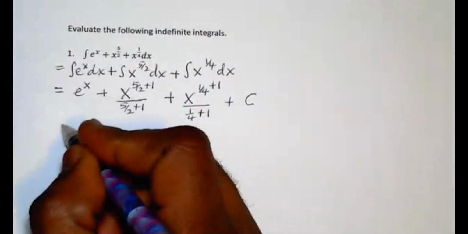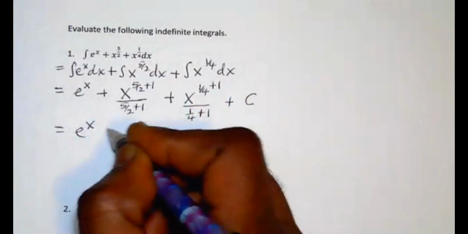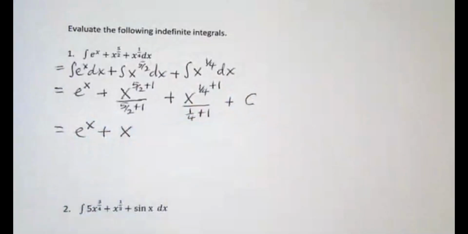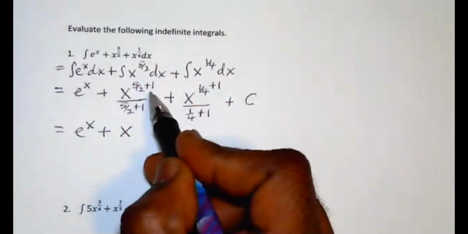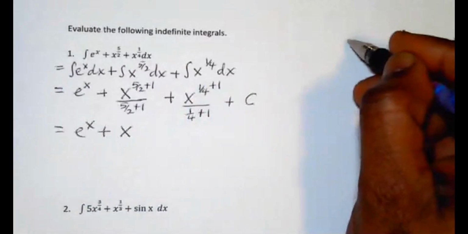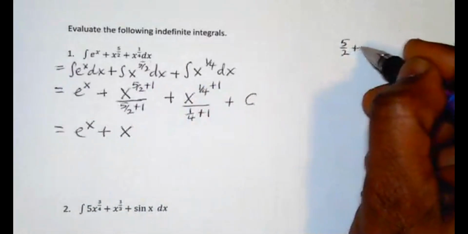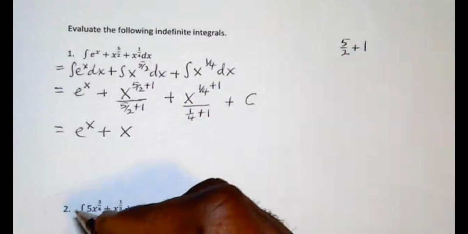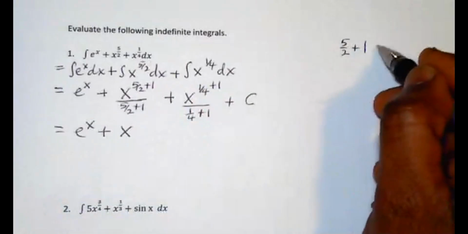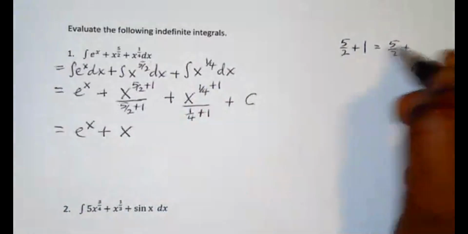Right, so let's simplify what we have. This will be e to the power x plus x raised to the power 5 over 2 plus 1. How do I do that? Now let's look at that on the side here. So if you have 5 over 2 plus 1, what is this equal to? Since I'm adding two fractions, I have to find the LCD. So it's 5 over 2 plus this will be what?